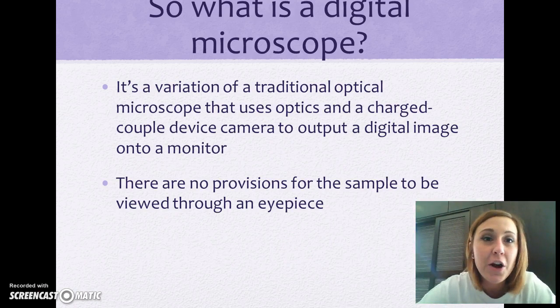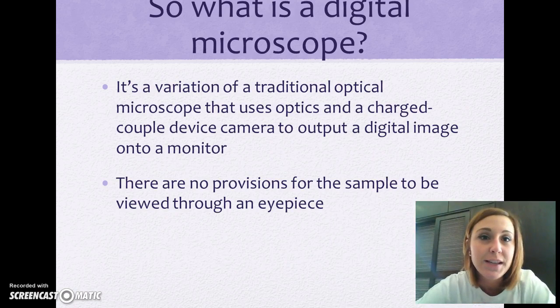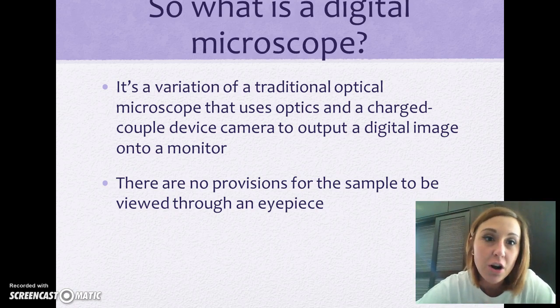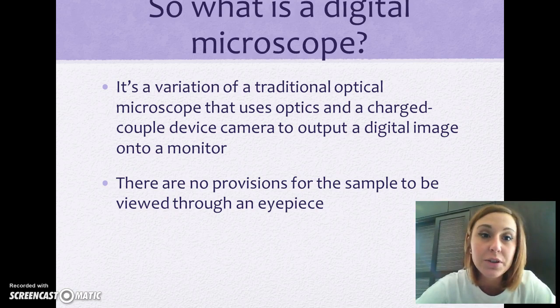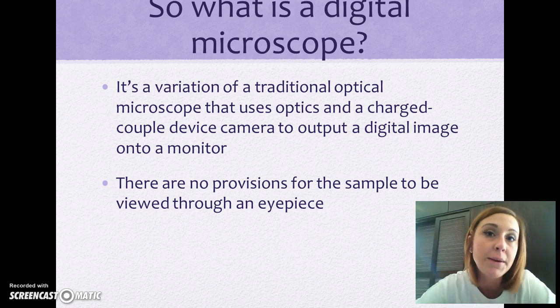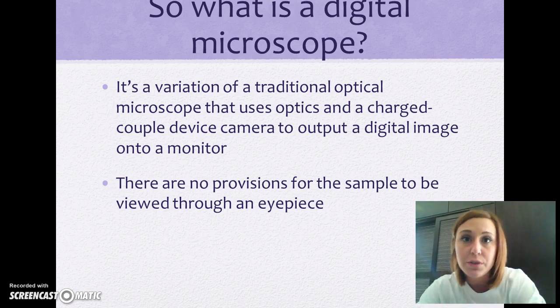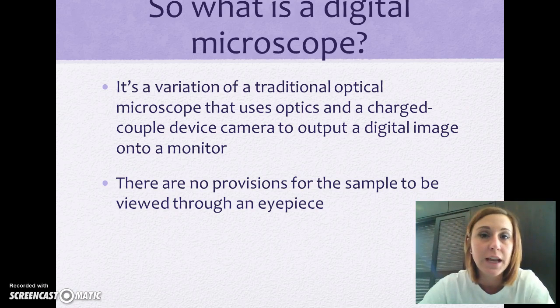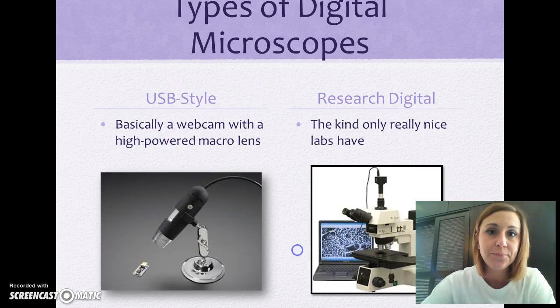But basically all you need to know about a digital microscope is that it's a variation of your traditional optical microscope that uses optics and a charge coupled device camera to output a digital image onto a monitor. Sometimes those monitors are right there on the microscope itself, or they're connected to the computer so that you can see it on a big computer screen. There are usually no provisions for the sample to be viewed through an eyepiece. It's not the same technology, is my understanding.